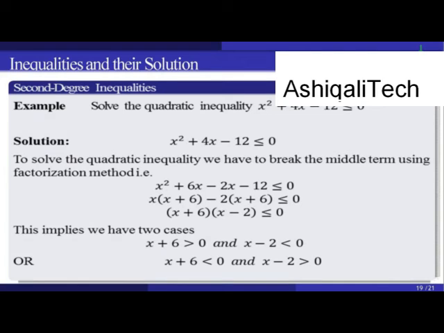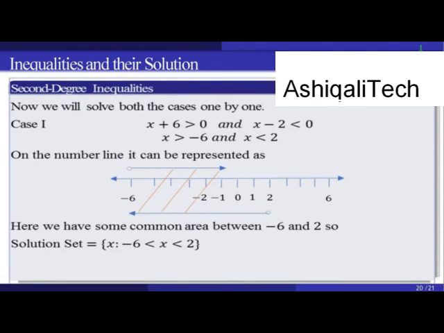The first case is x plus 6 is positive and x minus 2 is negative. Because when the product of two numbers is negative, the first number is positive and the second number is negative, or in the second case, the first number is negative and the second number is positive. So therefore we get the first case x plus 6 is greater than 0 and x minus 2 is less than 0, or the second case will be x plus 6 is less than 0 and x minus 2 is greater than 0. Dear students, now we will solve both the cases one by one.